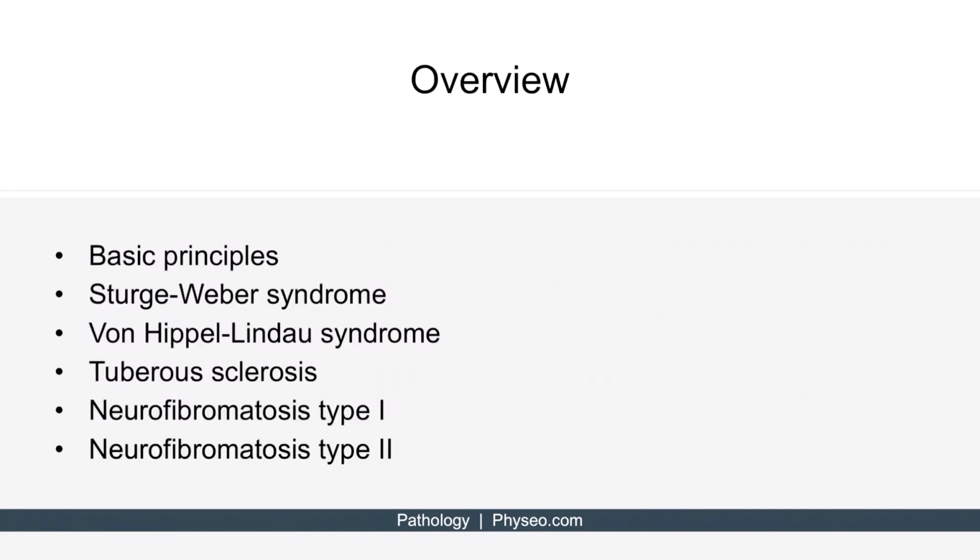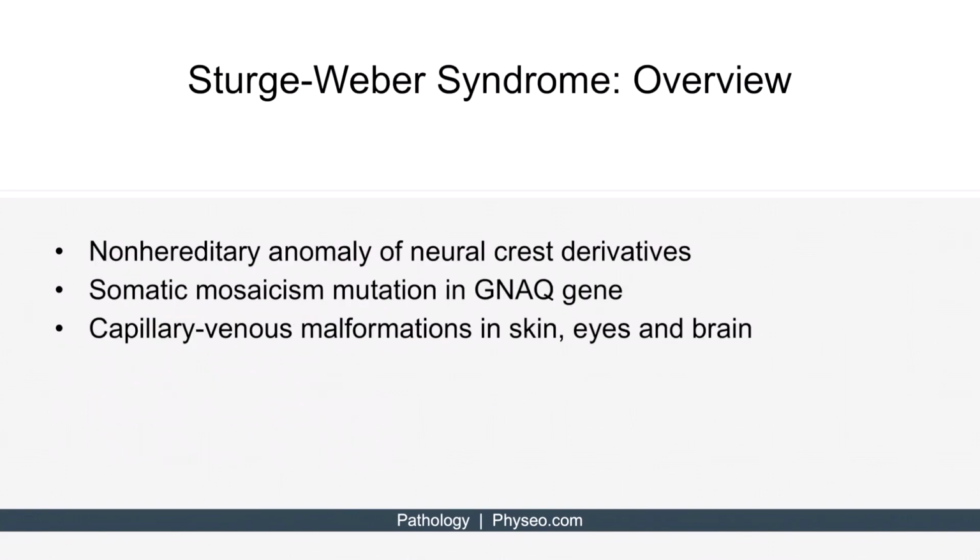All right, the first disorder we'll be discussing is Sturge-Weber syndrome. This is a congenital, non-hereditary anomaly of neural crest derivatives. It arises as a result of a somatic mosaicism mutation in the GNAQ gene.